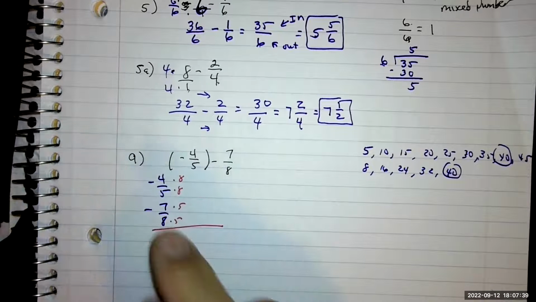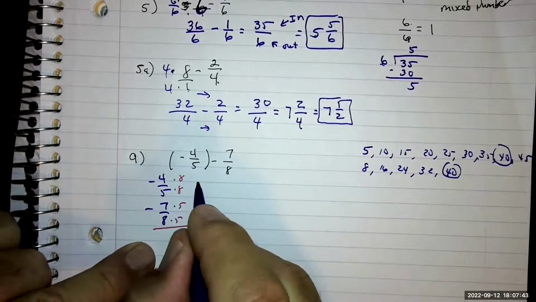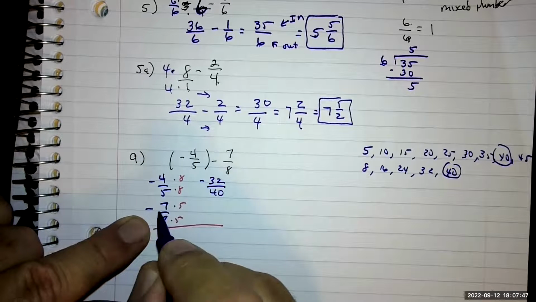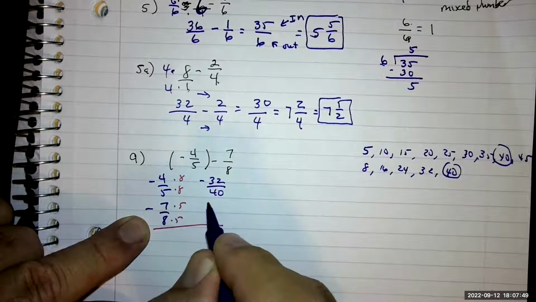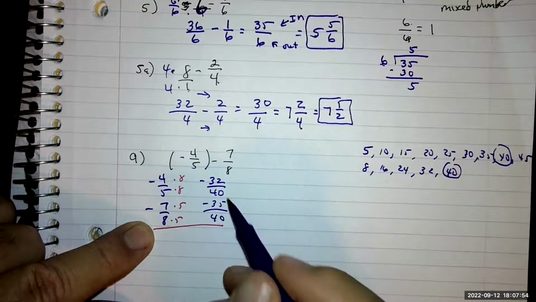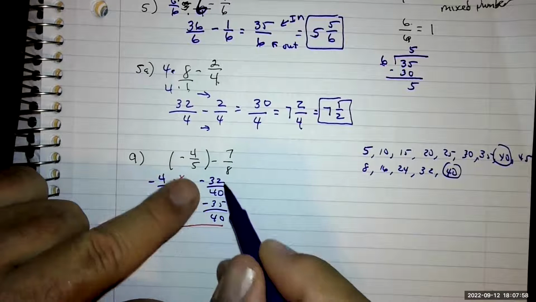So 8 times 4 is 32, but that's a negative. So I'm going to make it a negative 32 over 40. This one's going to be a negative 7 times 5 is 35. So it's a negative 35. Again, that's 40. My denominators are both 40. So that means I just add the top numbers.